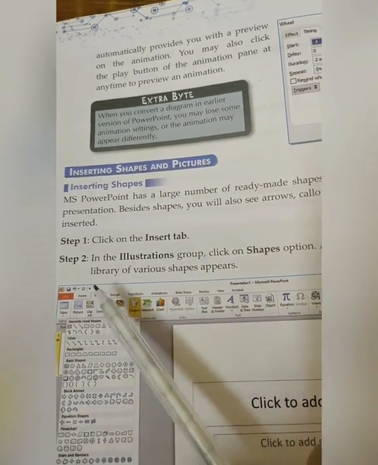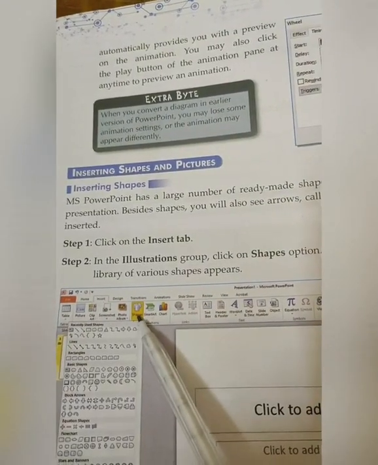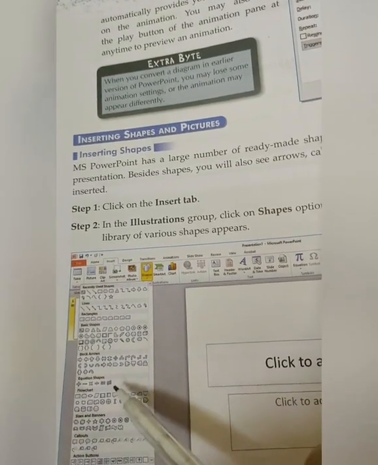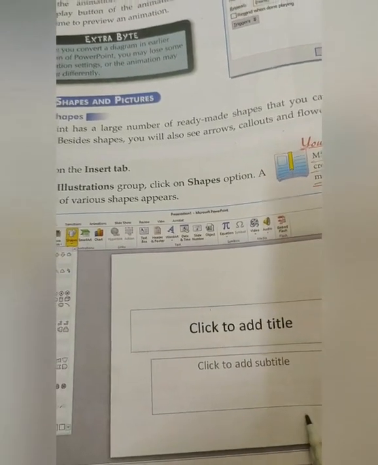Click on the insert tab. In the illustration group, click the shape option. When you click on the shape option, a library of shapes will appear. Choose any shape and then click on your document and drag it over here. Your shape will appear.